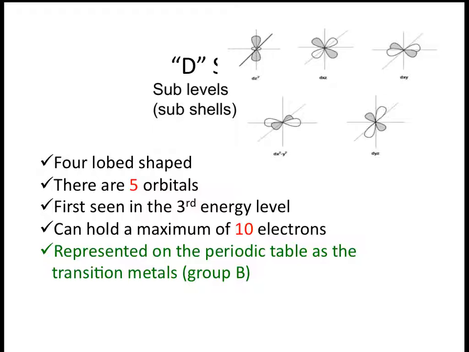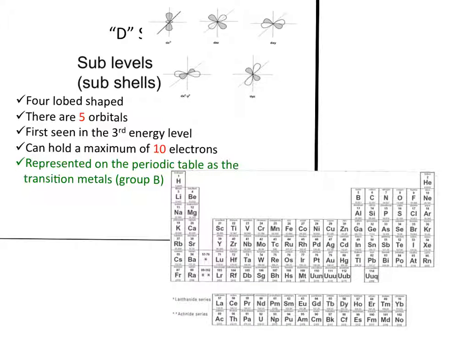The next are the D subshells, or sublevels. There are 5 orbitals in the D sublevel. Each orbital can hold 2 electrons, giving a maximum of 10 electrons found in the D sublevel. They are 4-lobed in shape, as seen in the pictures in the upper right. On the periodic table, you are going to draw a box around the entire transition set of elements, which is the group B elements.